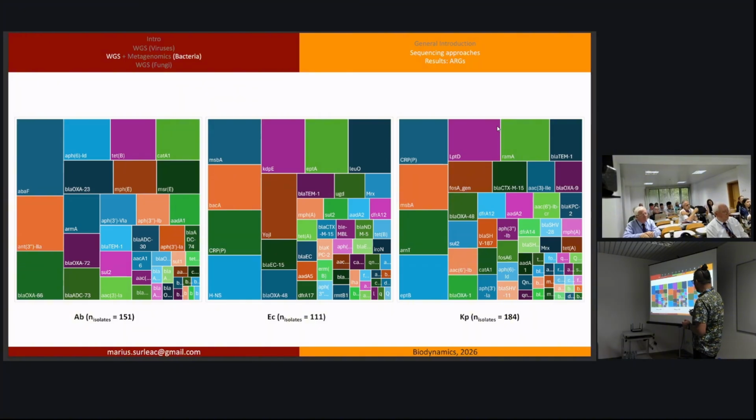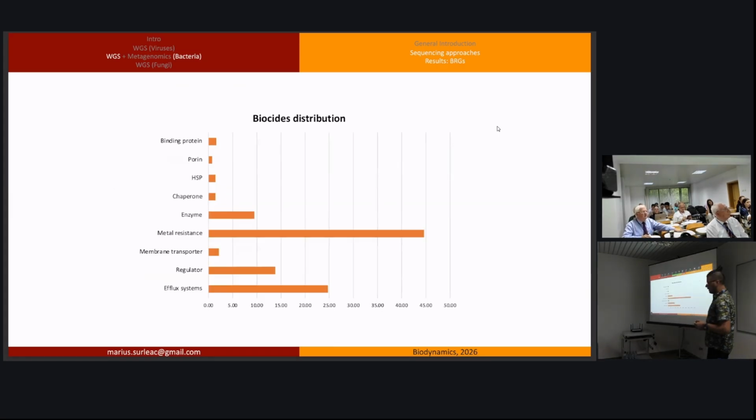We also look at the most abundant genes. So here you have some of the most abundant genes for each species that we looked at. These are species for which we have a lot of genome sequences. Aside from antibiotic resistance, we can also look at biocide resistance, and in here you can also have heavy metal resistance. You can have resistance given by the use of insecticides, fungicides, and so on.